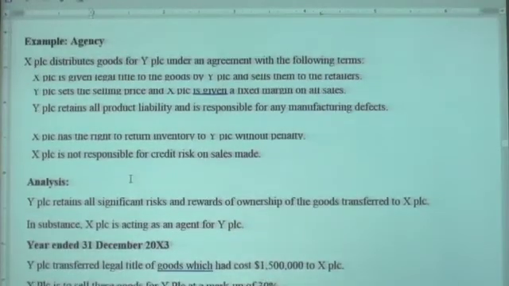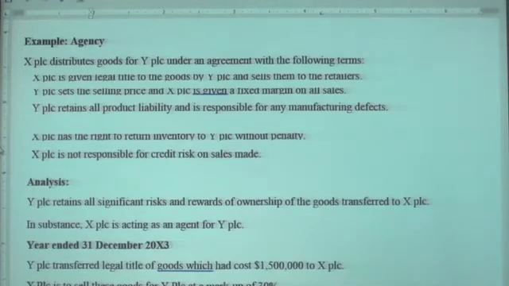Then the other aspects of revenue: agency expenses, agency income, right? Let's see this example. XPLC distributes goods for YPLC under an agreement with the following terms. Now, X is an agent for Y. Is that clear?